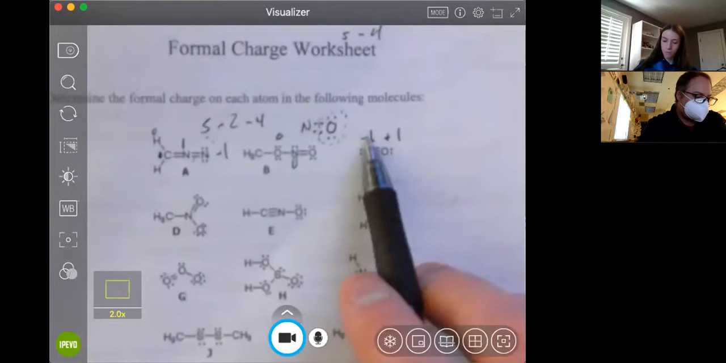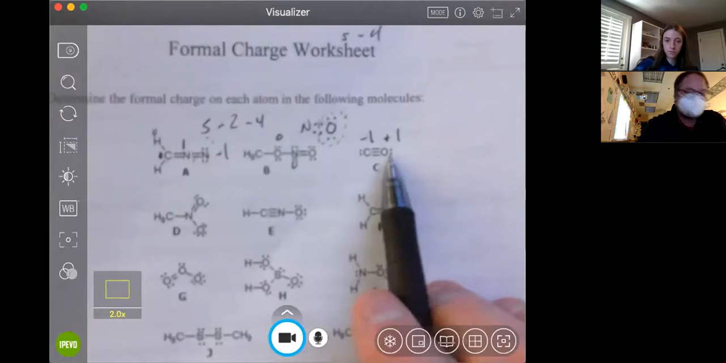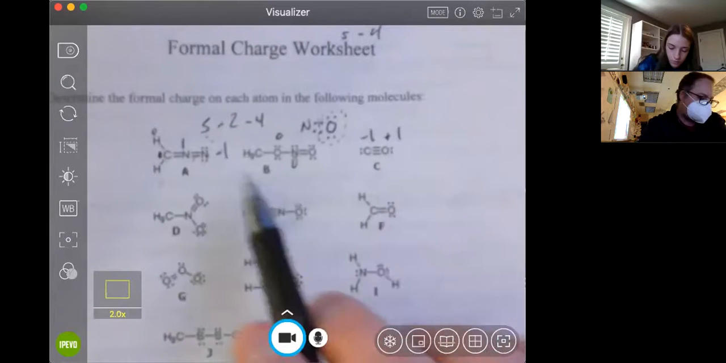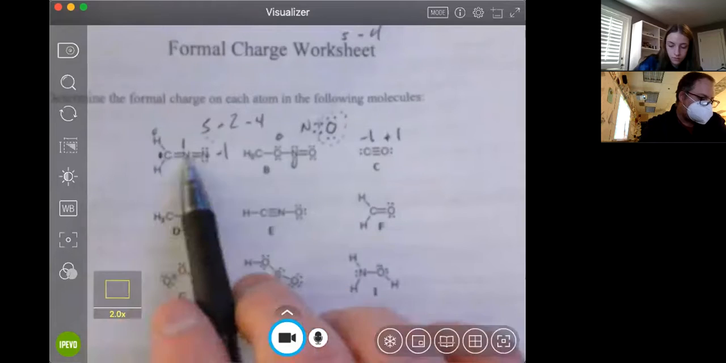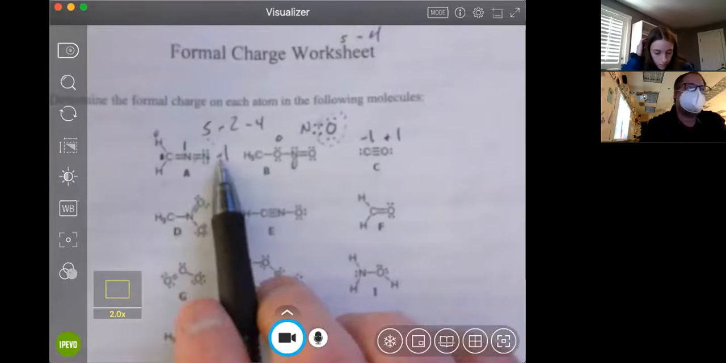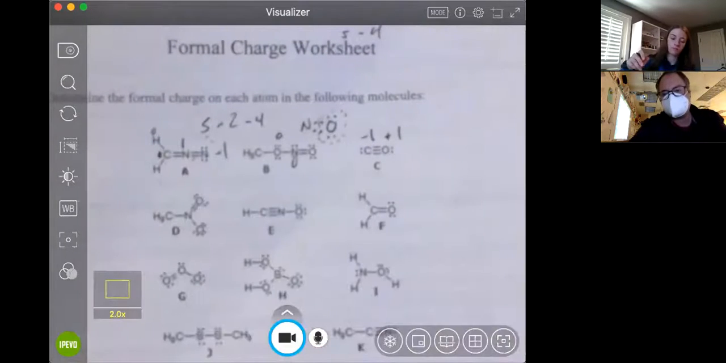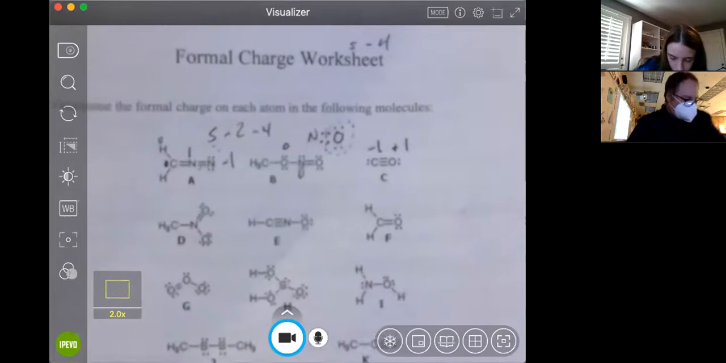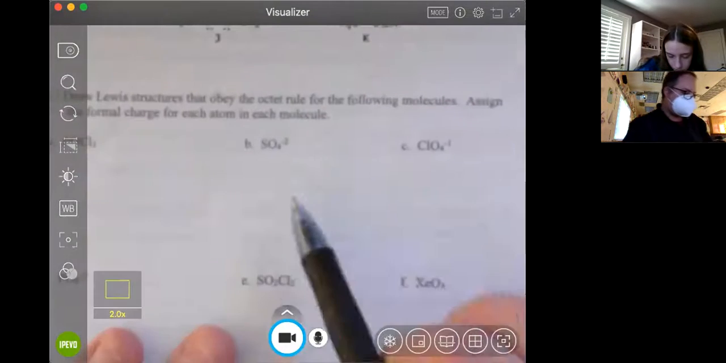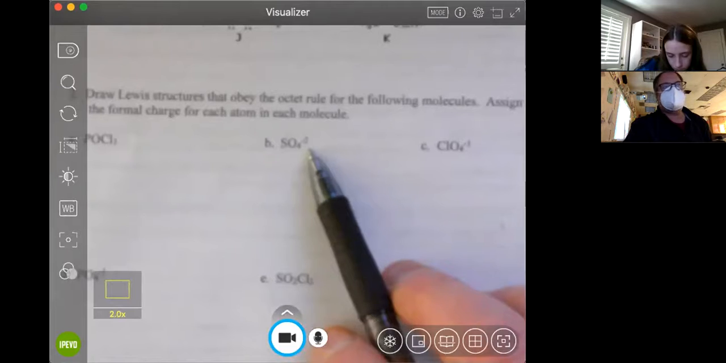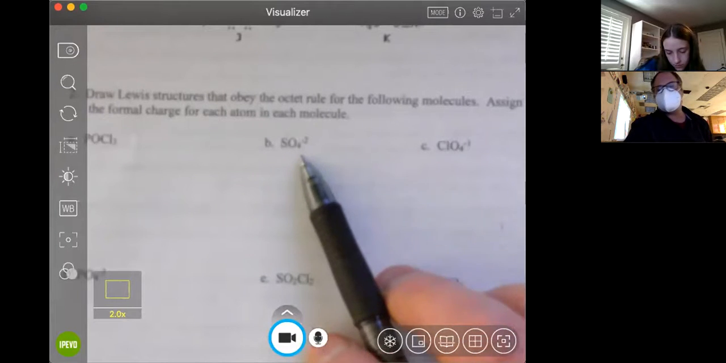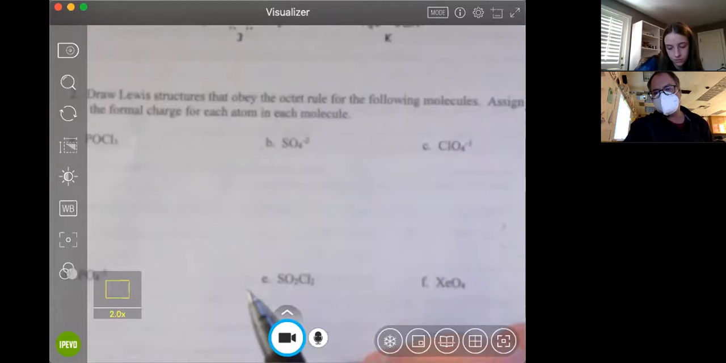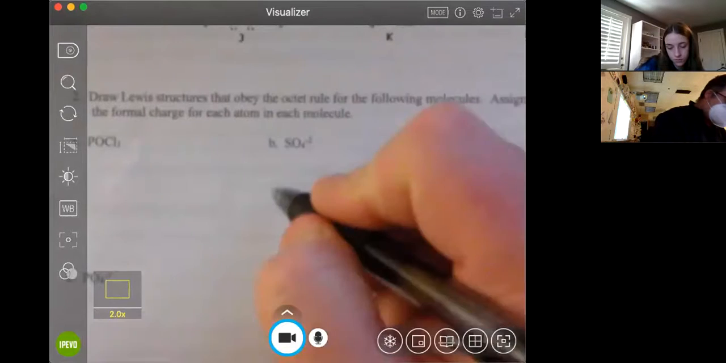Now the cool thing is all of the formal charges of all of these atoms have to add up to 0. Here we had a +1, here we had a -1. So again, that has to equal 0. Well, where am I going with this? If you have something, for example, SO4, when you add its formal charges up, it should equal -2. So let's try that.